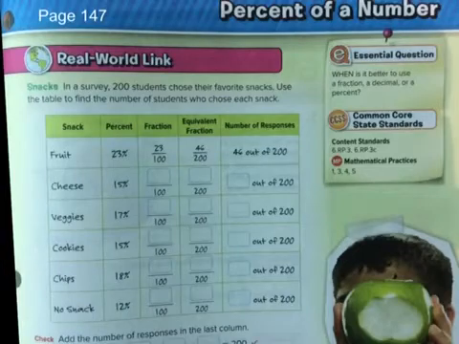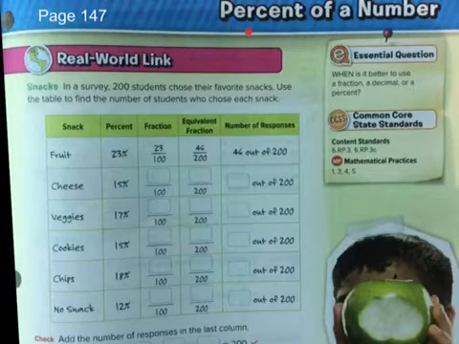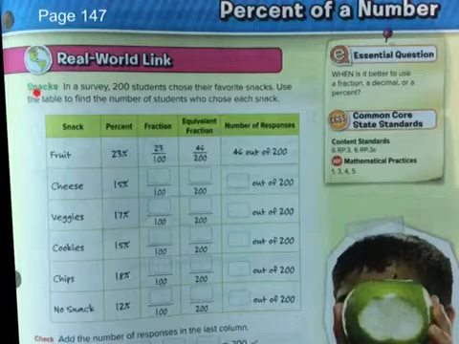Hello everyone and welcome to page 147 of your textbook. We are looking at lesson 7 from chapter 2, percent of a number. So we're going to look at a number and figure out a percent from it, or look at the percent and understand how it connects to the number. Over here we have a real world connection regarding snacks.